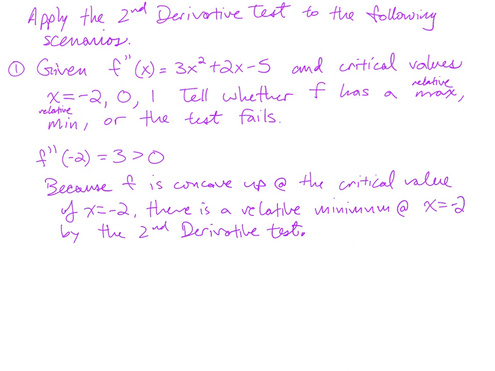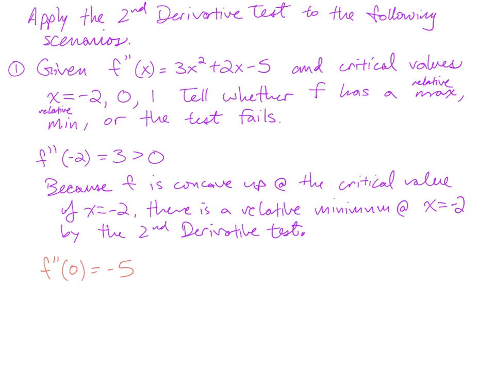So we can do something very similar for, let's pick the 0. f double prime of 0 equals, sorry, -5 in this case. And I can say something very similar, because f is concave down at the critical value of x equals 0. There's a relative maximum at x equals 0 by the second derivative test.